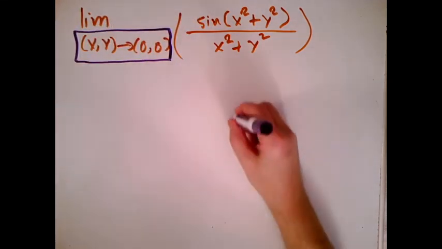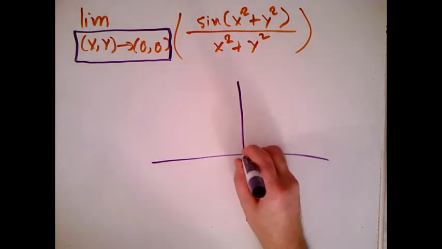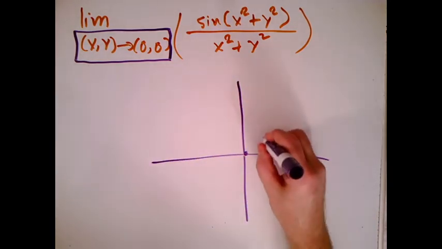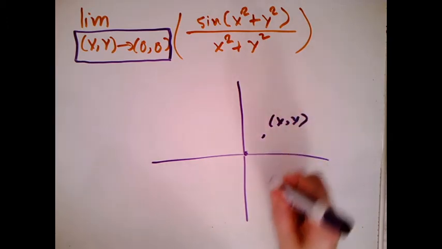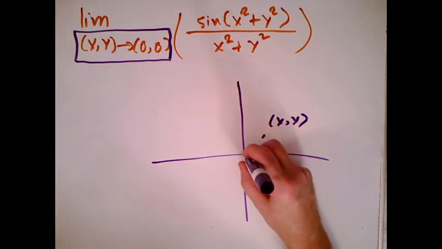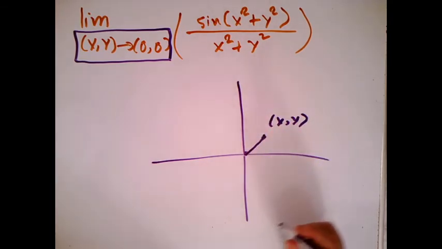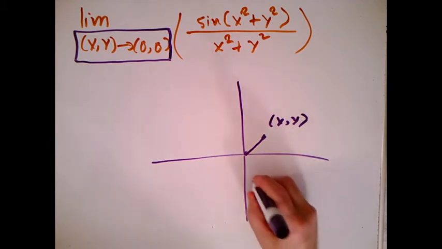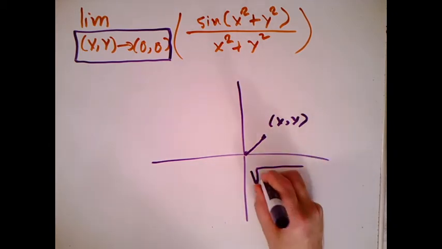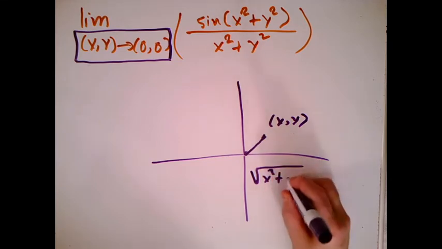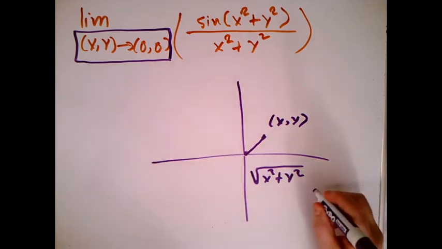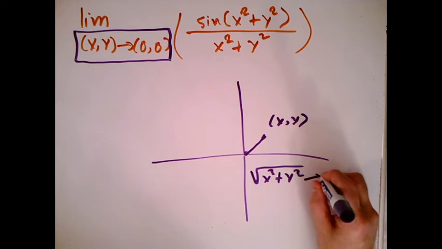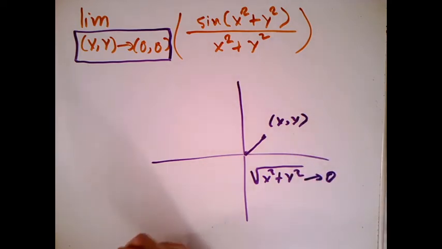Here's the point. Let me draw a picture. Here's the point 0, 0. If x, y is a point that's close to 0, 0, being close to 0, 0 really means that the distance between them is very small. Now the distance between x, y and 0, 0 is just this. So saying that x, y is close to 0, 0 is exactly the same thing as saying that the square root of x squared plus y squared is tiny.